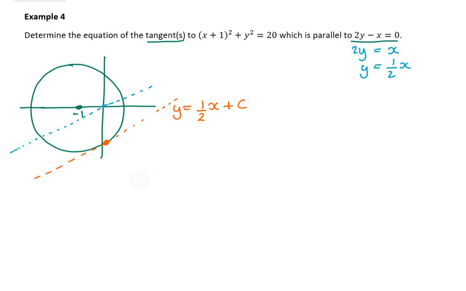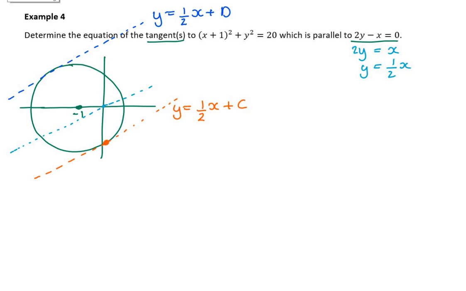And then this is why they said there could be more than one, because I could also go to this side, and that would also be y is equal to a half x, but I'm going to write plus d, simply because they wouldn't have the same y-intercept. So yes, there's two tangents, and both of these are parallel to y is equal to a half x. Okay, now to be honest, that's the easy part of the question.